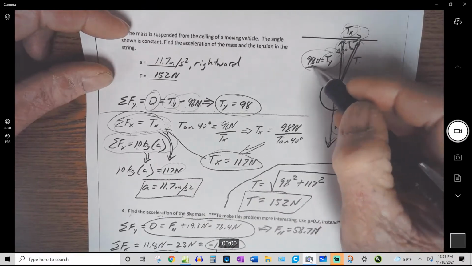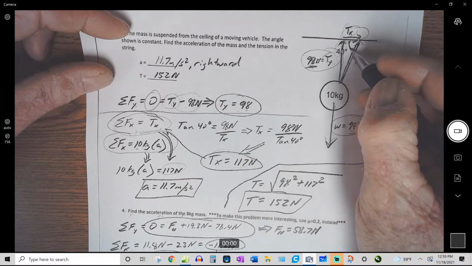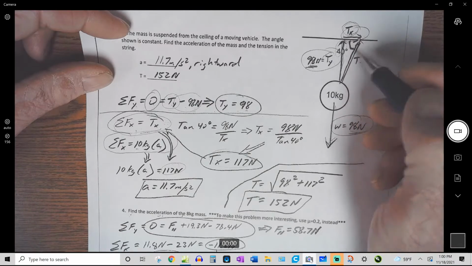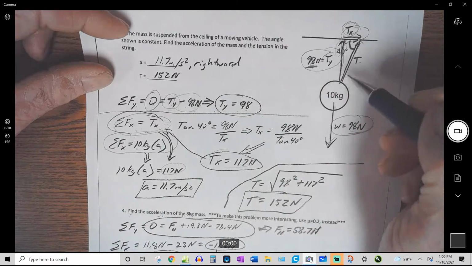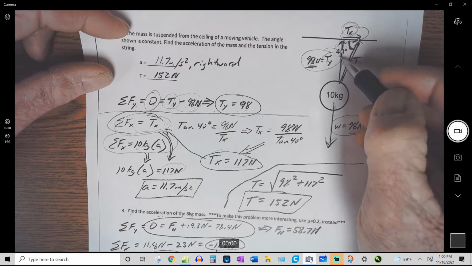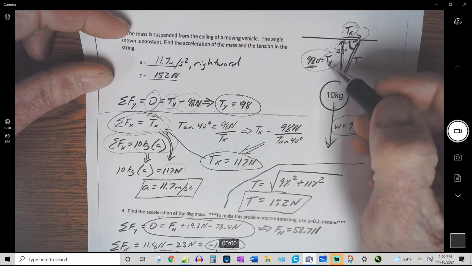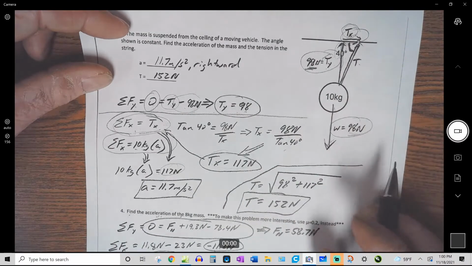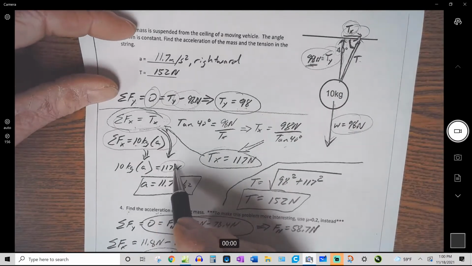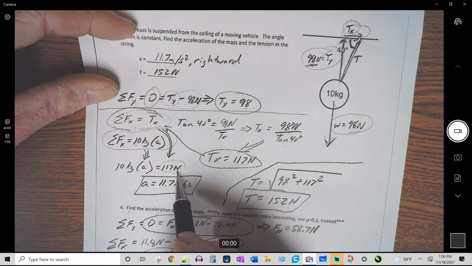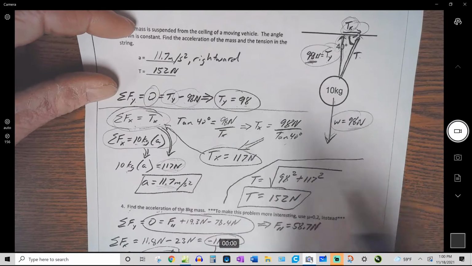Once you have Ty, and you know this is a 40-degree angle, you could use trig to find Tx. And it looks like that's what I did. I said the tangent of this angle, 40, equals the opposite over the adjacent. That's 98 over Tx. And I solve for Tx. It's 117. So once I plug 117 in here, I get mass times acceleration equals the net force in the x dimension. Divide that net force by 10 and you get the acceleration.